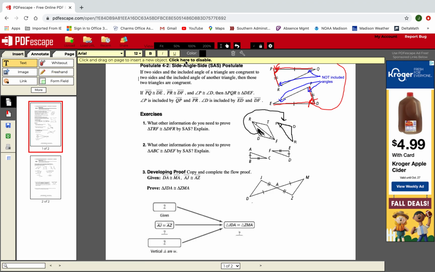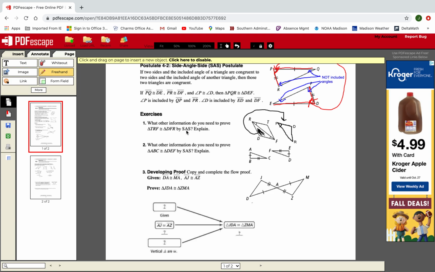So what other information do you need to prove this? Well, all we've got shown right now is one angle. So we just have one angle. So we have the A taken care of, basically, okay? So angle R congruent to angle F is the one piece of information that we have.